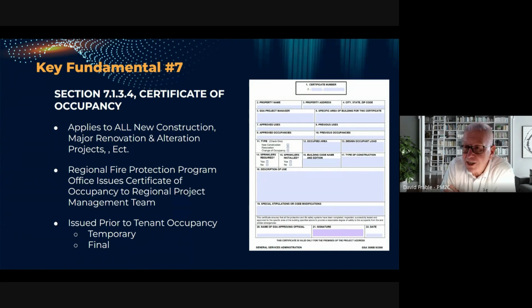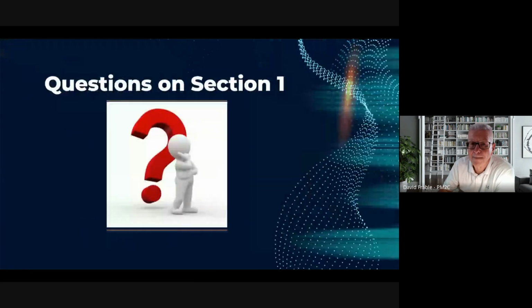Prior to the issuance of a final certificate of occupancy, all outstanding fire protection and life safety deficiencies identified by the GSA Regional Fire Protection Engineer during the inspection and acceptance processes of the projects must be corrected and verified. Now I'll stop there and we'll see if there's any questions on section 1.